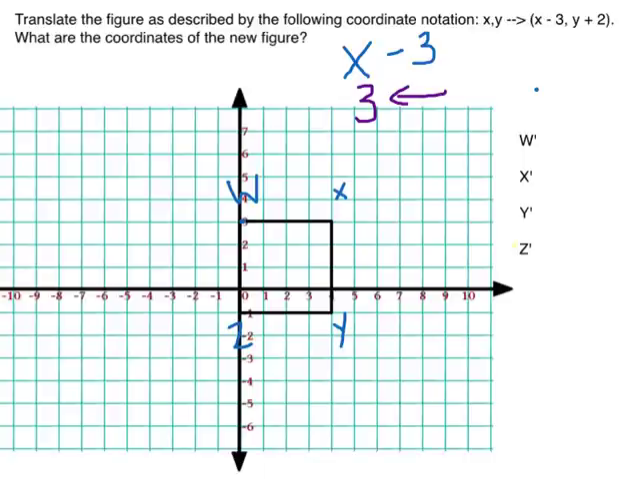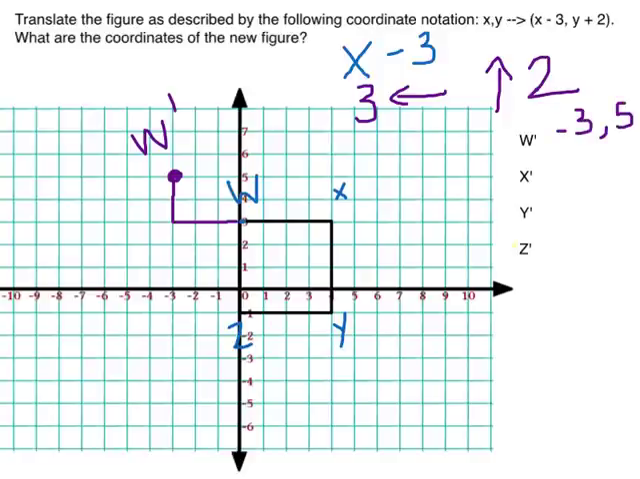Now, this other piece, y plus 2, remember that the y-axis is what represents the vertical change, and I want to increase it. So if I'm increasing y by 2, I can see as I go up, my values are increasing, so that means I'm moving up 2. Let's go ahead and do that with all of our points. Let's start with W. I'm going to put my pen on the corner and move 3 steps to the left and 2 up and drop off my point. This is W prime, and its coordinate is (-3, 5).